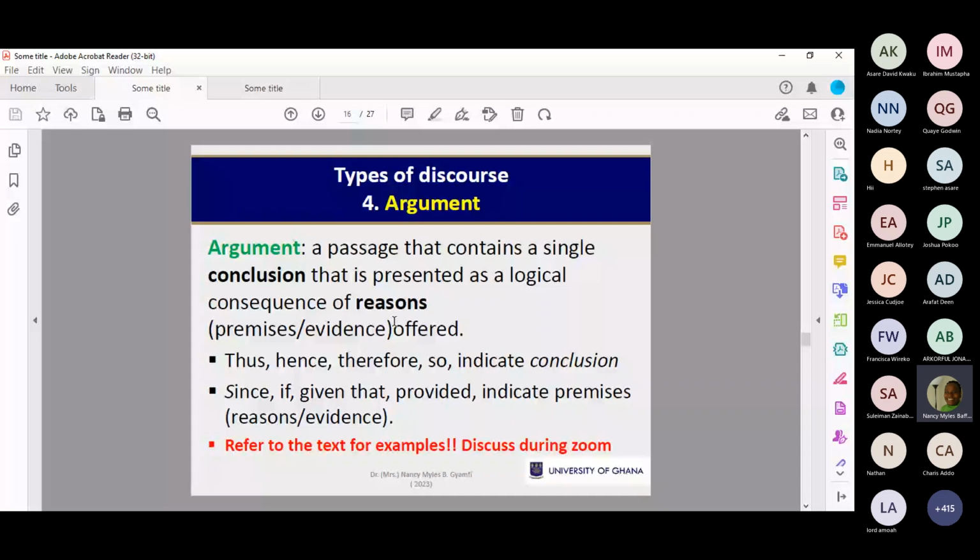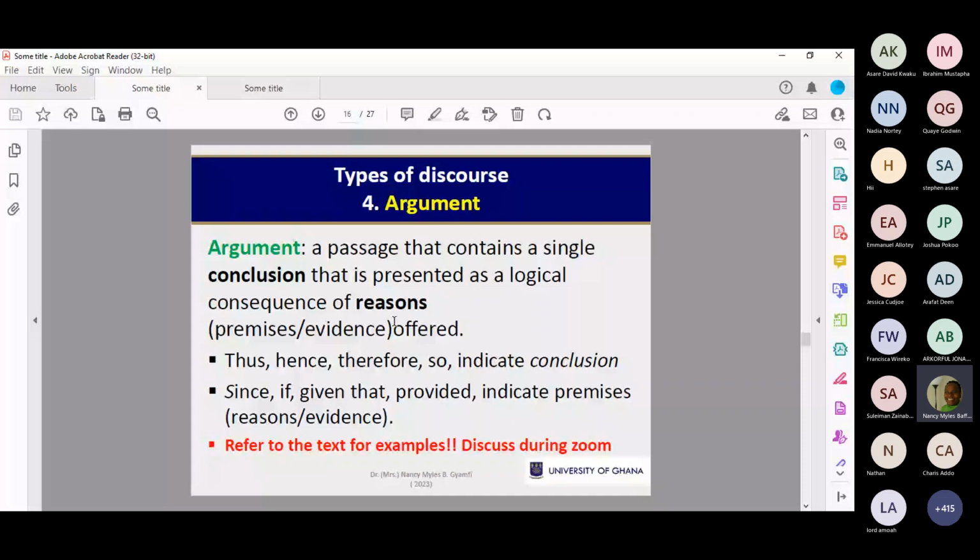Okay, so premise is another word for reason or what? Evidence or justification. And conclusion can also be called the claim, what you are saying ultimately, okay? So whenever you argue, you have premises that is leading you to that conclusion that you are drawing. You have evidence supporting a certain claim you are making, okay, and so on and so forth.